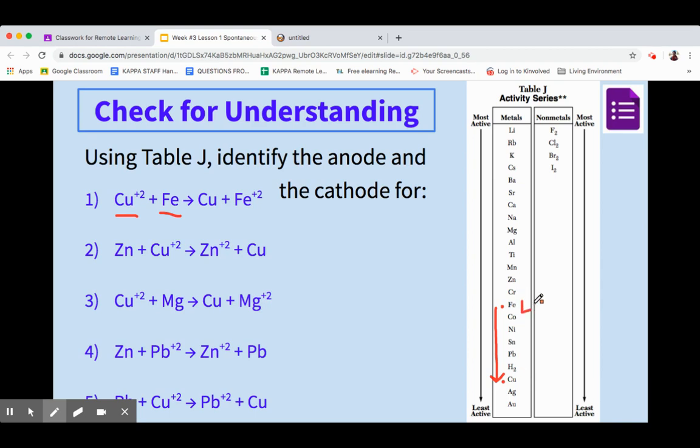So this iron is losing electrons. So that means it's being oxidized, right? Oxidation is losing. And copper is gaining electrons, which means it's being reduced. Reduction is gaining. Now, which is my anode and which is my cathode? If I remember An Ox, I know that anodes are oxidized. So iron must be my anode. And then Red Cat, copper, is being reduced. So this is my cathode.